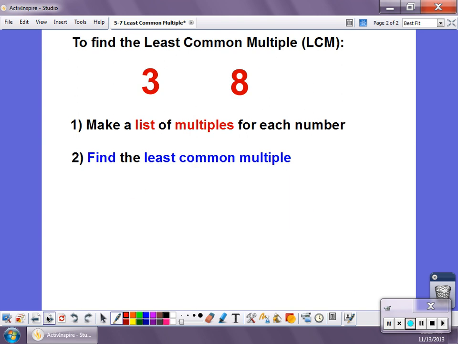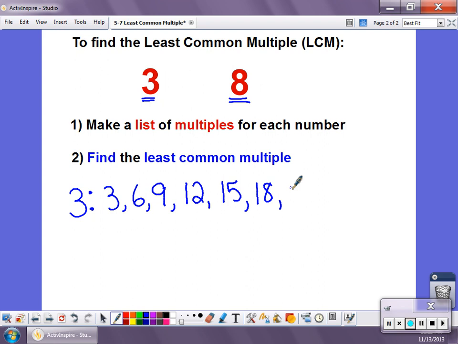So let's try the next pair here. Here I have 3 and I have 8. So step 1 is going to be to list all the multiples. So I have 3 times 1, 3 times 2, 3 times 3 is 9, 3 times 4, 3 times 5, 3 times 6, 3 times 7, and 3 times 8. And I'll stop there for right now.